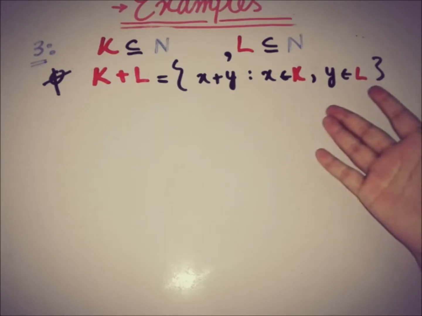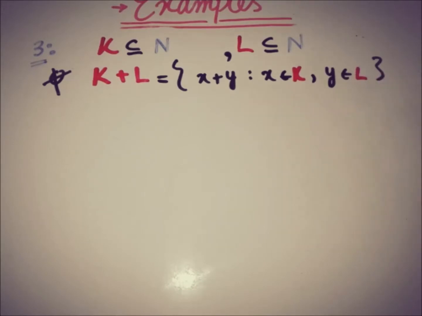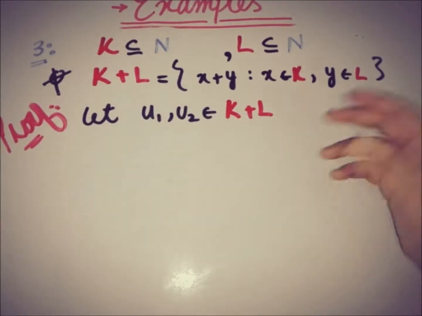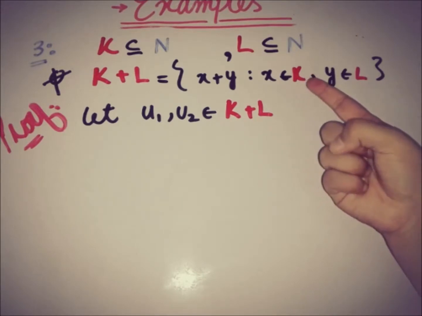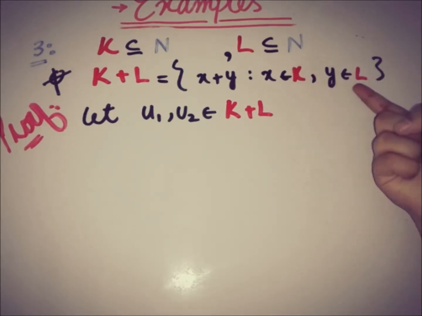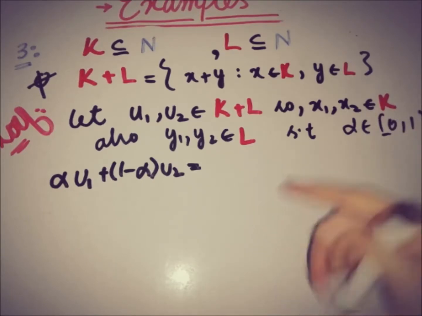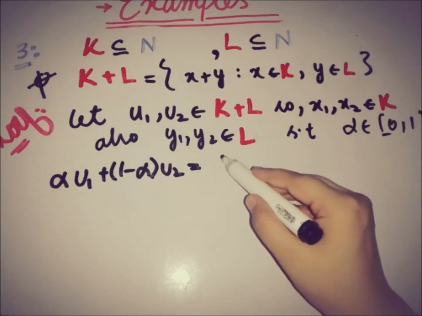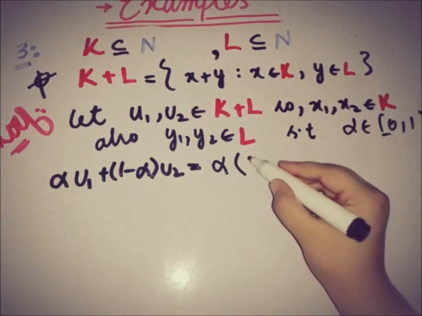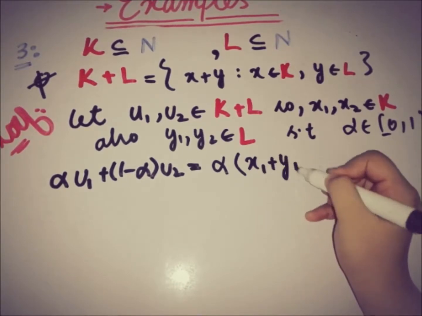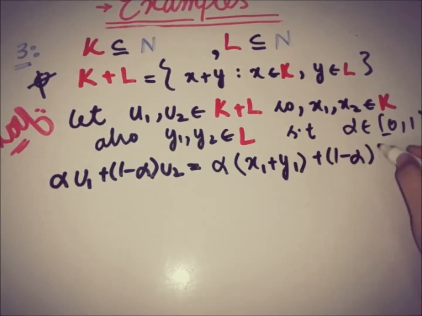Again, we'll take two elements because we're going to prove that this is convex. Let's take U1 and U2 as elements of K plus L, so we have to take elements of K and L as well. Let's take x1 and x2 from K and y1 and y2 from L. For any alpha between 0 and 1, we write the definition of convex and substitute the values of U1 and U2. So U1 is x1 plus y1, and U2 must be x2 plus y2.